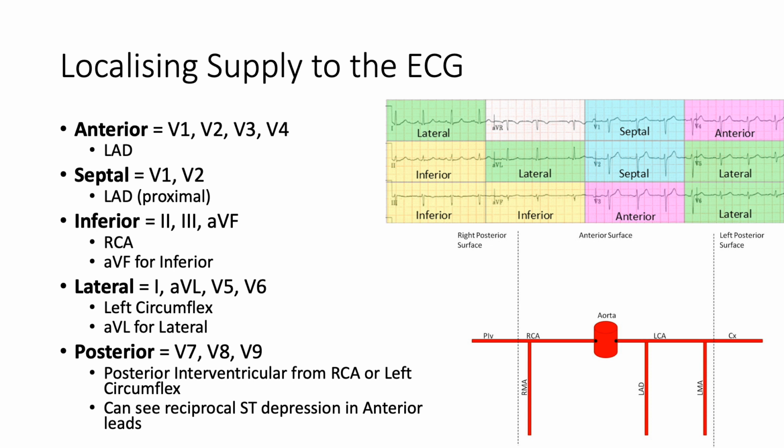And then the posterior, which we sort of spoke about being the posterior interventricular, and this is where it supplies the apex, whether or not it comes from the right or the left. And these are in leads V7, V8, and V9. So we'll go through where those leads are in a bit. But you technically need to do a posterior ECG. But I'll tell you guys a neat way of working out what's happening. As I've written here, you can see some changes in the anterior leads because they're pretty much opposite to the posterior segment of the heart.